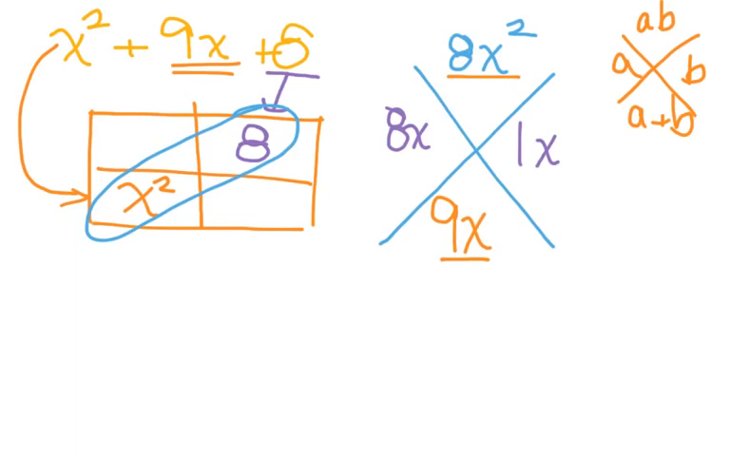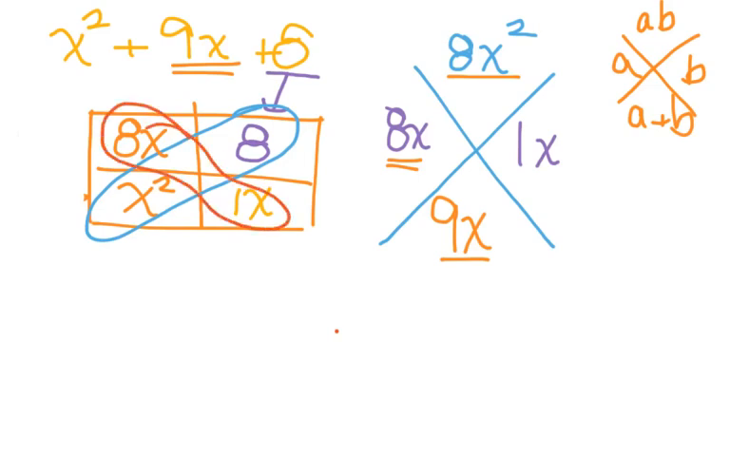So again, I'm going to choose to put 8x right here, and I'm going to choose to put 1x down in the lower right-hand corner, and now I'm going to go ahead and factor. What am I going to factor out? I'm going to factor out the greatest common factor. So first of all, I'm just going to confirm 8x times 1x gives me 8x squared, and x squared times 8 gives me 8x squared.